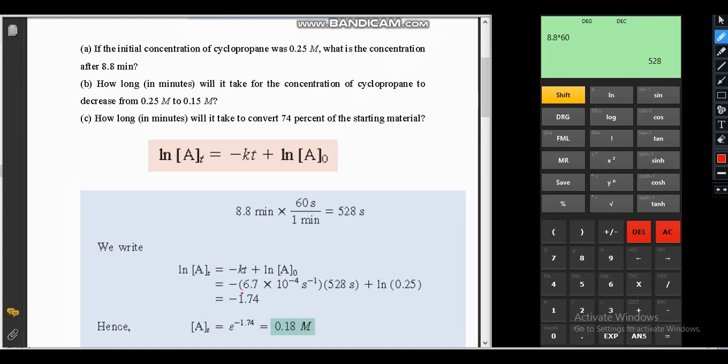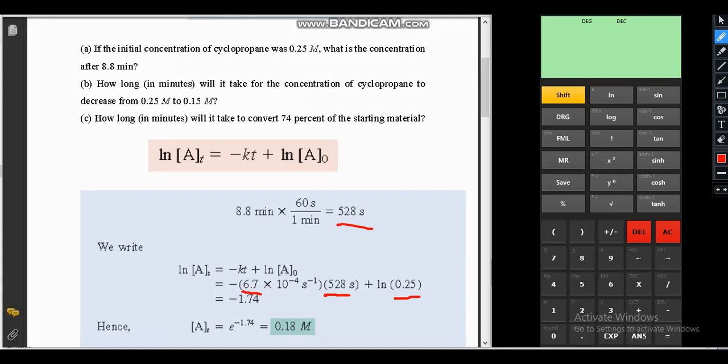The K value that we have been given is 6.7 times 10 to the power negative 4. Then our time is 528, and the initial concentration is 0.25. So now that we have 528 seconds, let us plug the values into the equation. The K value given is 6.7 times 10 to the power negative 4, the time is 528 seconds, and the initial concentration is 0.25.